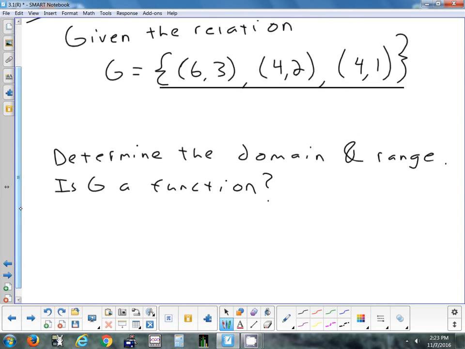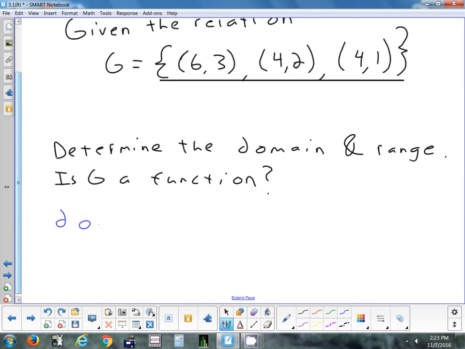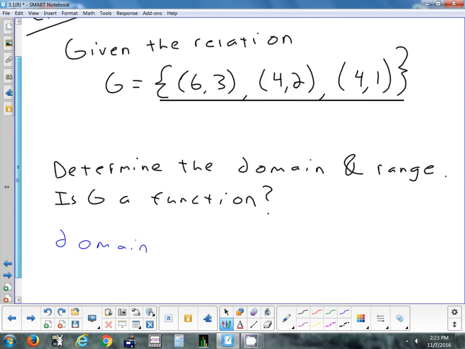Okay. Let's do the same thing here. 2B? Yep. Example 2B. What is the domain here? Yep, Antonio? The domain is 6, that's one of the numbers, yep. 4, and 4. Yep, 6 and 4.